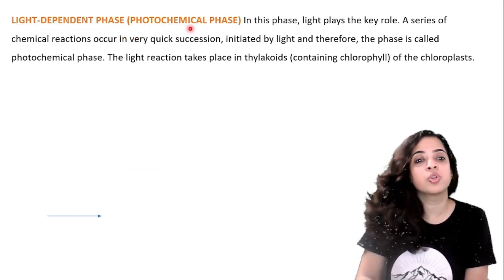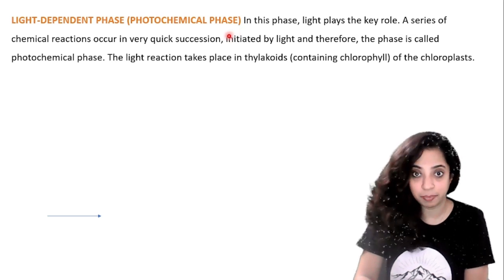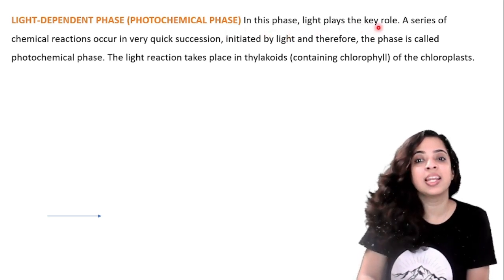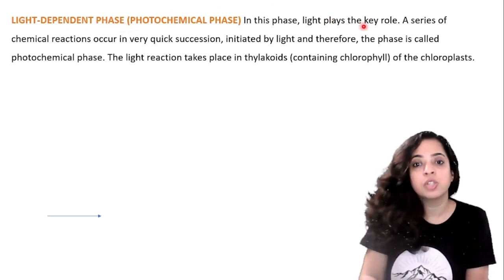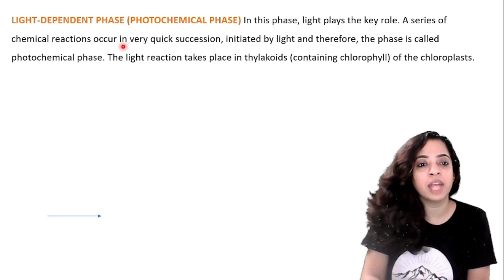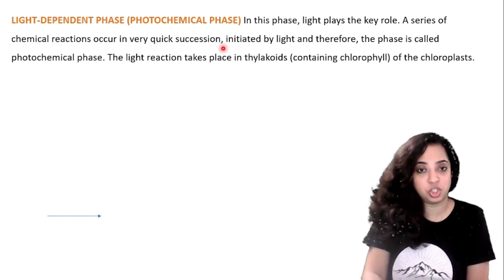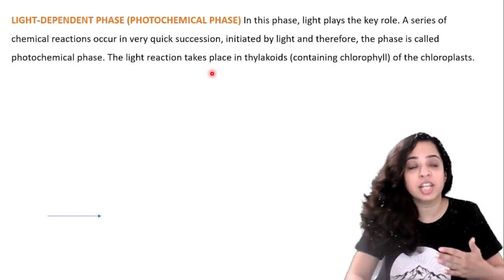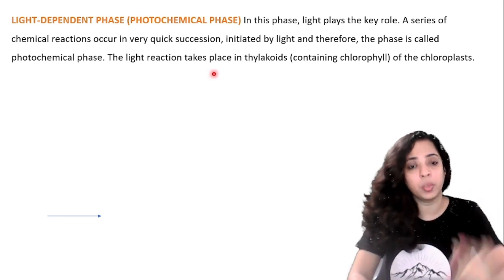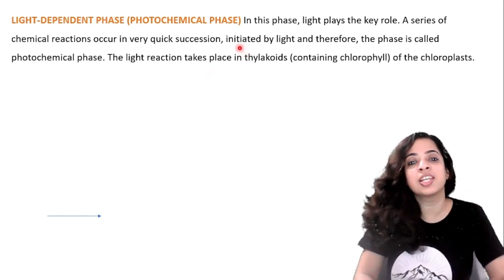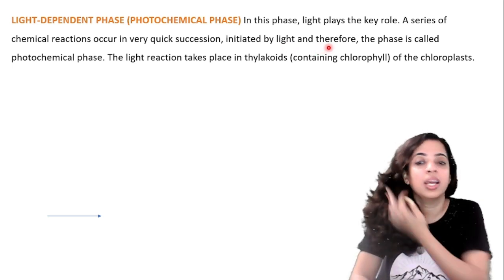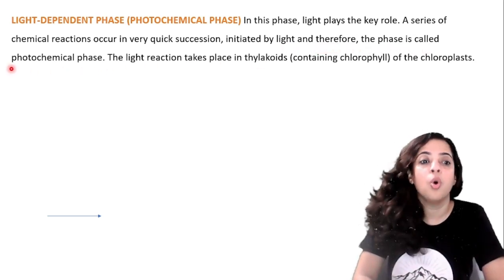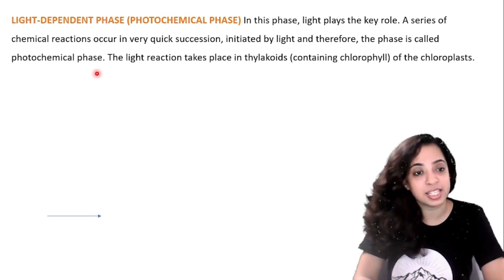This phase is also known as photochemical phase. Now, in this phase, the light plays the key role. Obviously, since it is a light dependent phase, light is playing the key role. Now, in this, a series of chemical reactions occur in very quick succession. Okay, a lot of chemical reactions are occurring one after another very quickly. Okay, and these reactions are initiated by light. They start by light. Okay, and therefore this phase is called photochemical phase.